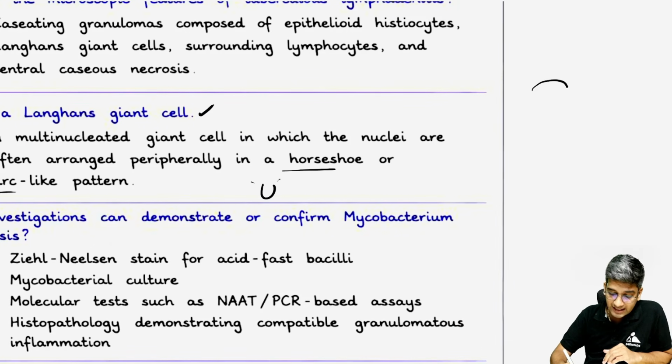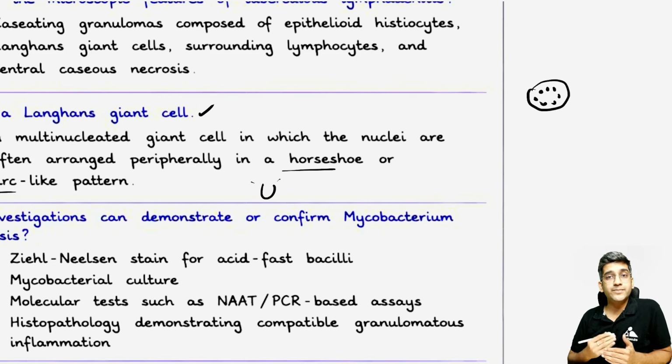At the same time, I can have giant cells having a circular or wreath-like arrangement. We call them Touton giant cells, which are seen in xanthomas and xanthelasmas. A haphazard arrangement you see in a foreign body giant cell. Add these on when they ask about Langhans giant cell, right?